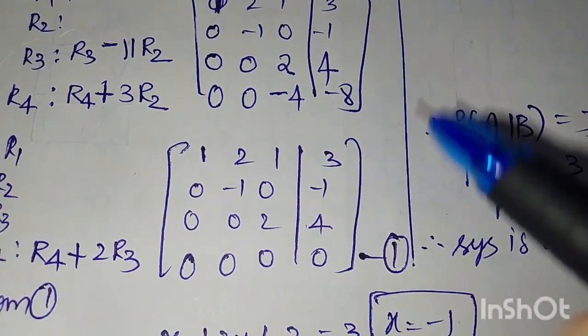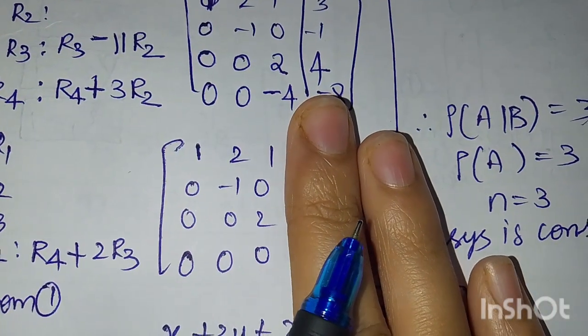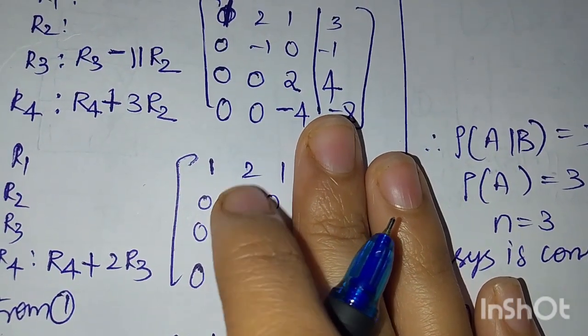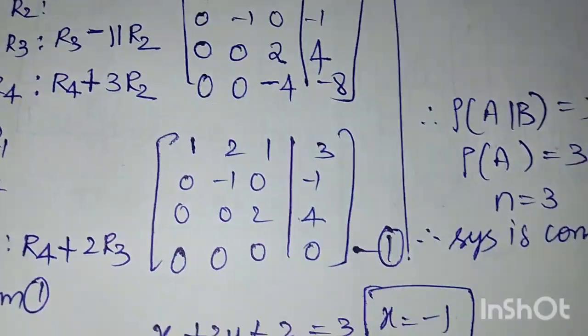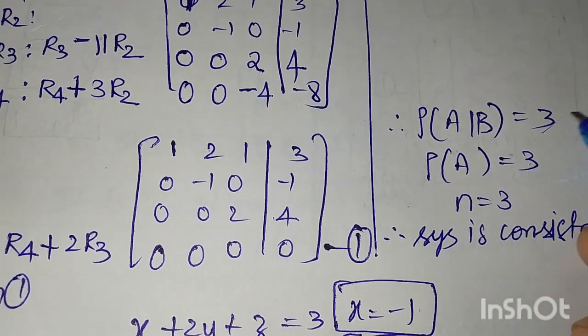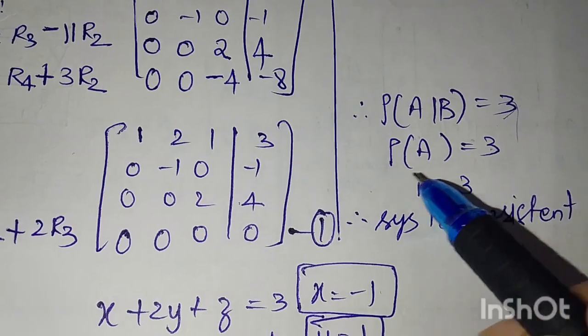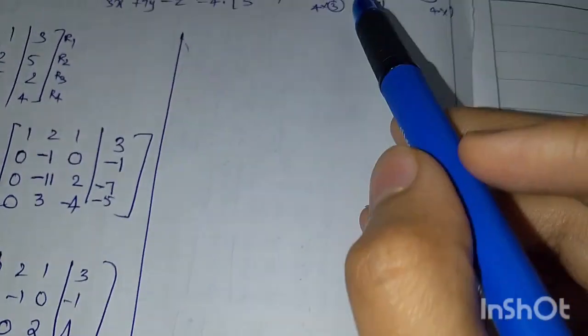So in this, how many non-zero rows are there? 1, 2, 3. Right? So this is equal. That means it has a consistent solution. Means it has a solution. And n is equal to 3. Right? x, y, z. So n is 3. Therefore, the system is consistent and unique.